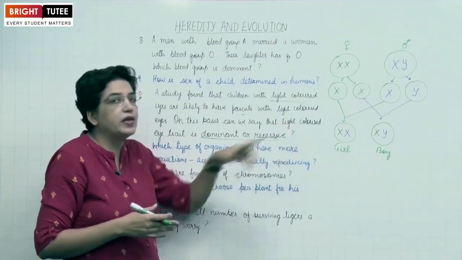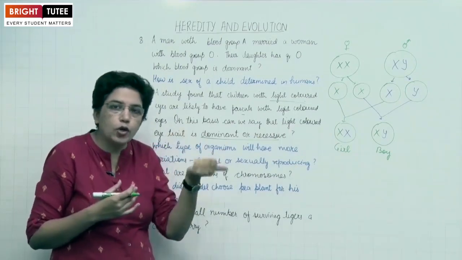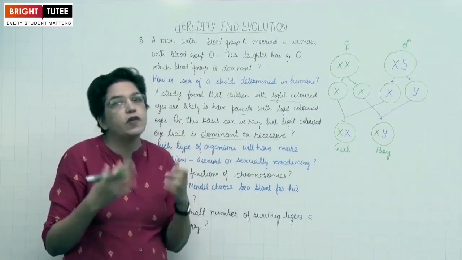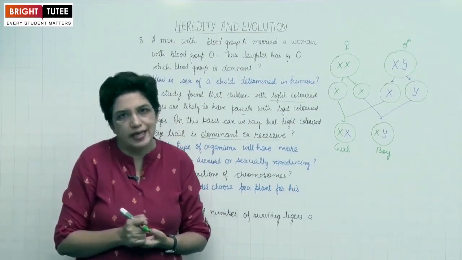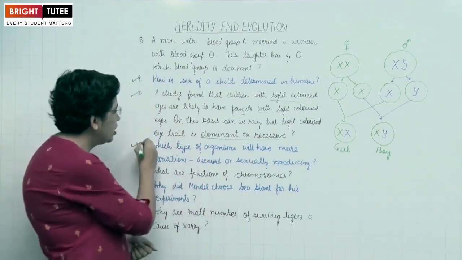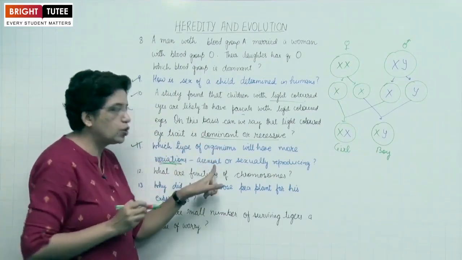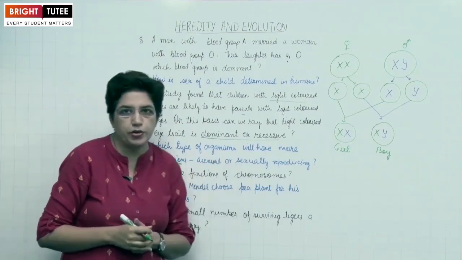Because these parents, whether they have pure gene or a combination of dominant recessive, all these things are to be studied. Next question. Which type of organism will have more variation, asexually reproducing or sexually reproducing?